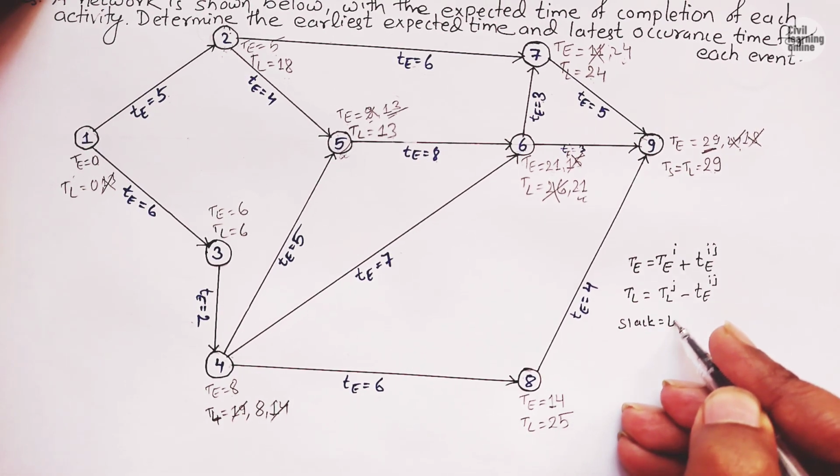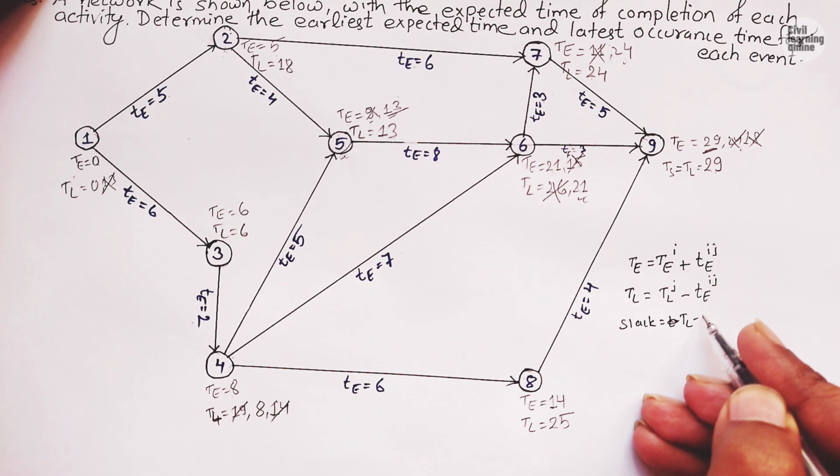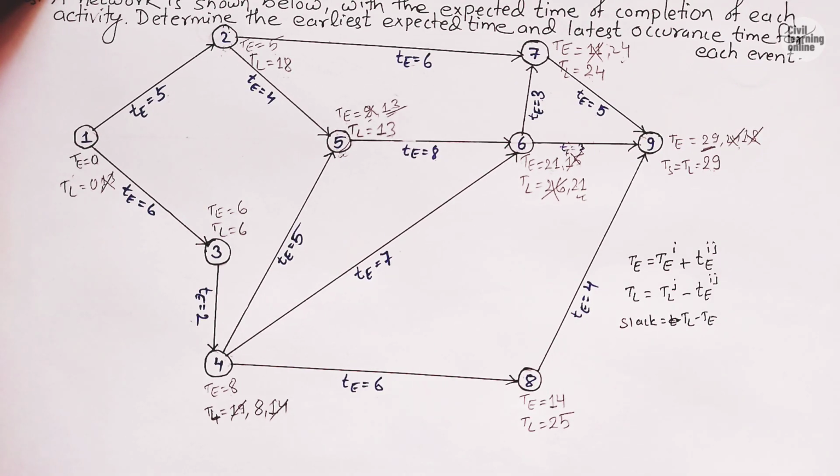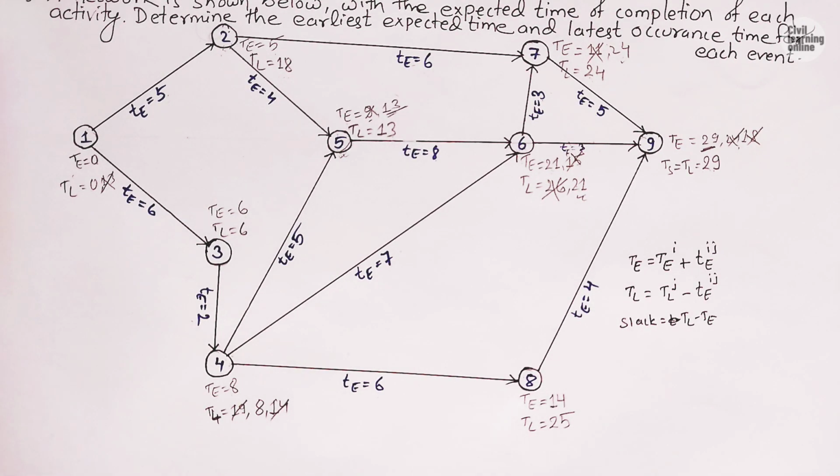Slack equals TL minus TE. So now once we have calculated TL and TE, you can easily find out slack. Simply subtract TL minus TE, you will get some value, and that will be our slack. And using those slacks, we will be able to determine the critical path. The minimum value of the slack will be the critical path of the given network.